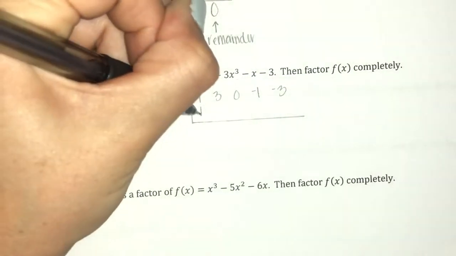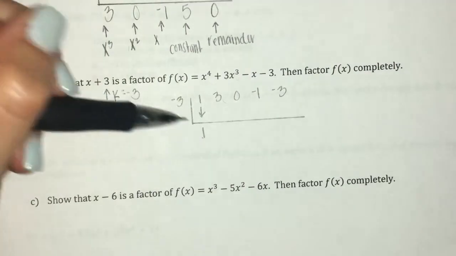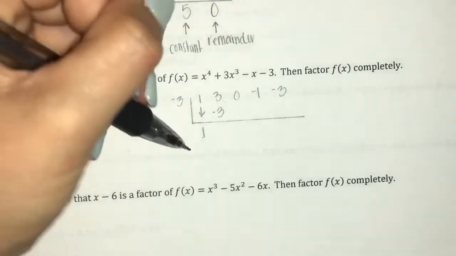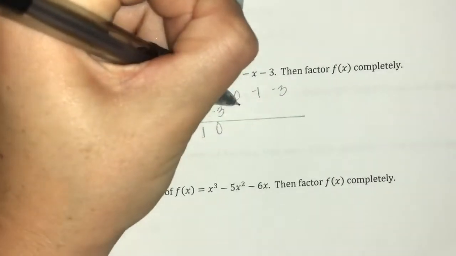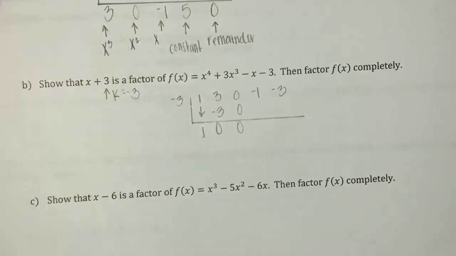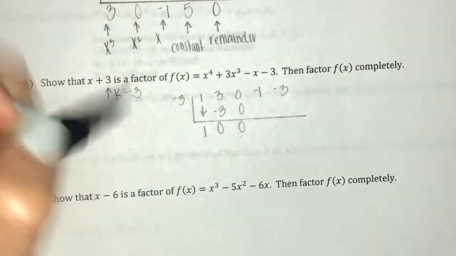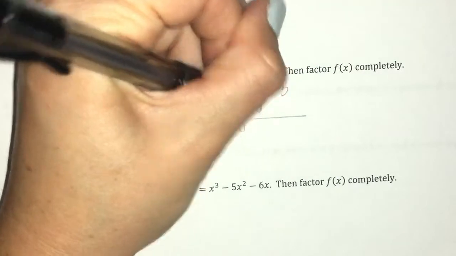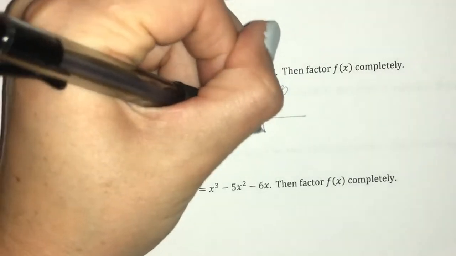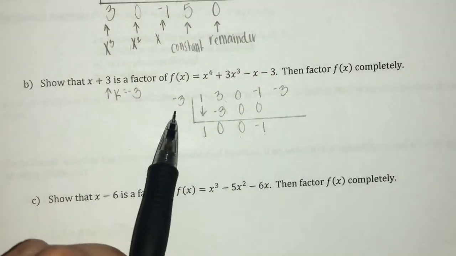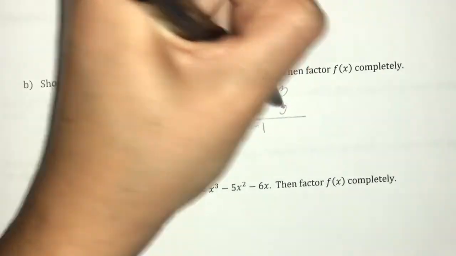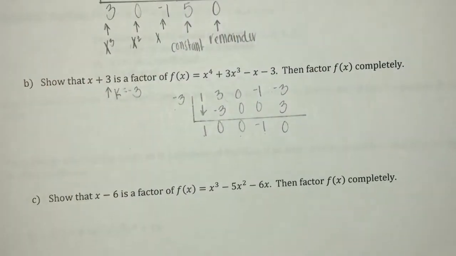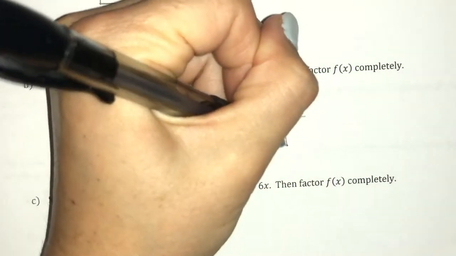So we bring down the first number, bring down 1. 1 times negative 3 is negative 3. Add that column, 3 plus negative 3 is 0. 0 times negative 3 is 0. 0 plus 0 is 0. 0 times negative 3 is 0. Negative 1 plus 0 is negative 1. And then negative 1 times negative 3 is positive 3. And then negative 3 plus 3 is 0. So we ended up with a remainder of 0 again. So that proves that it is a factor.